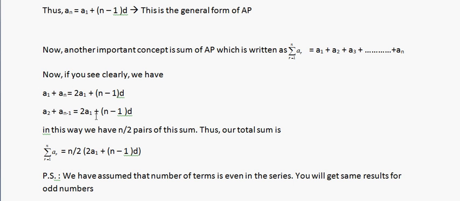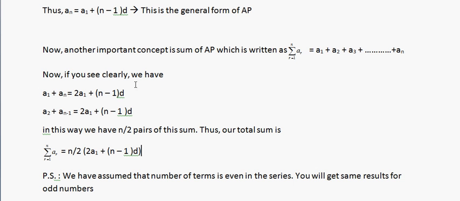A2 plus A(n minus 1) is also the same thing, right? So in this way you would get n by 2 pairs of this product, right? So you multiply it with n by 2 to get the sum of the whole series, right? Here we are assuming that the number of terms is even, right? Only then you would get n by 2 pairs. Even if the number of terms is odd, you would see that the sum of the series is this only, right?